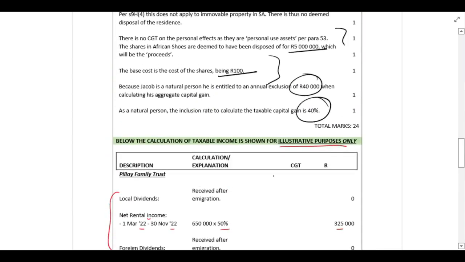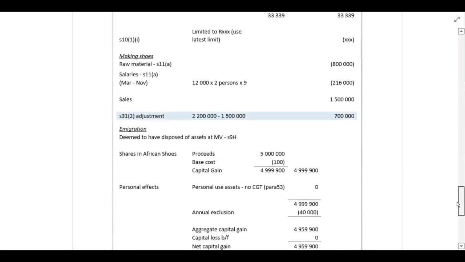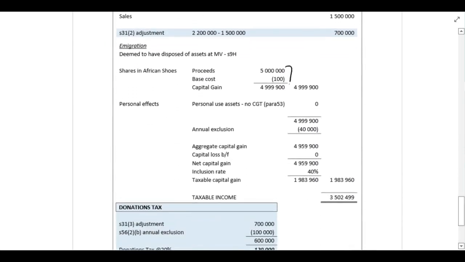So as you can see there, guys, it's literally taking this solution. Look, here's the shares. You're saying the share is literally what we would write down here. So if you understand the calculation, you just put it into words. So you'll say section 9H applies, treated as we sold at market value. The shares, the proceeds is 5 million. The base cost is 100,000. Personal effects is no CGT on that.